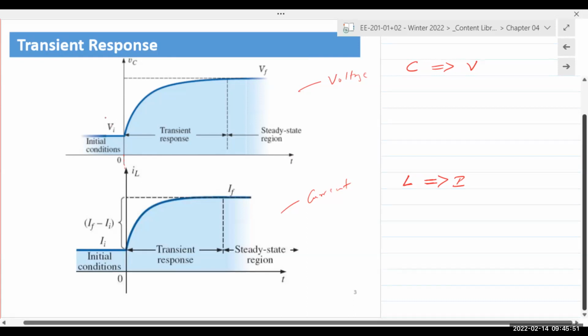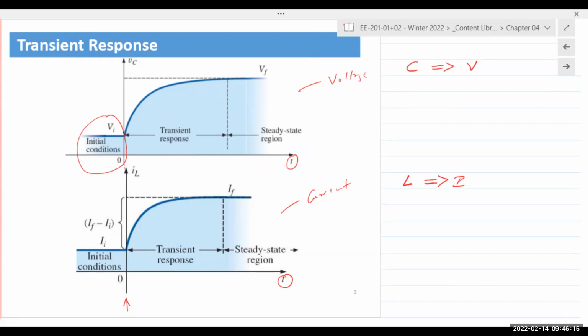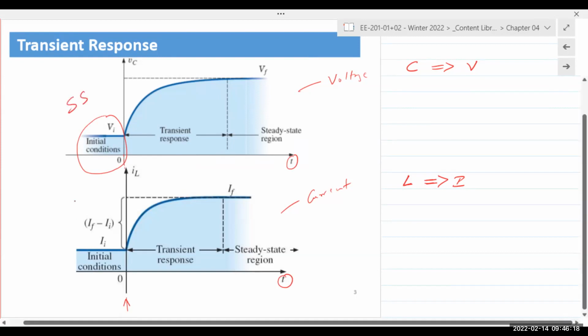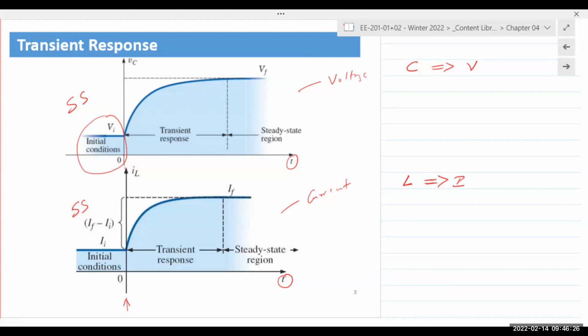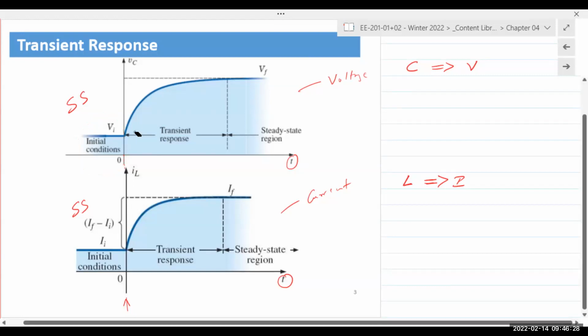So as you can see here, we have time t equal to 0 right here on the x and y axis, right? We always have time on the x-axis. So at time t equal to 0 or before time t equal to 0, we can see that the voltage and the currents have a constant value. So we can define this region as steady state, because the voltage and current is not changing with respect to time. And it begins charging.